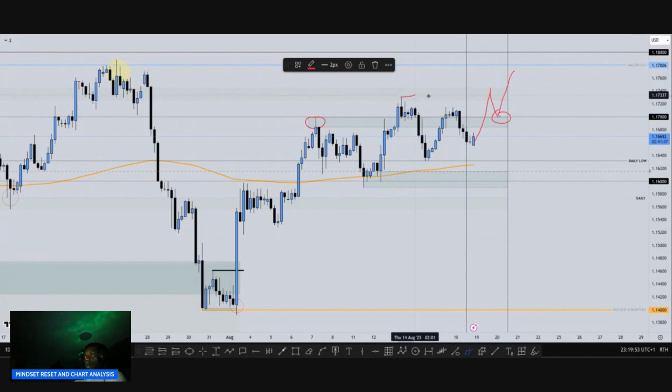Because by then we will already have made a new higher high. So that's the entry I'll be looking for here, for it to make a new higher high. So yeah, but for this market, there's a very high chance it's going to pull back here, and we're going to take advantage of it from here.